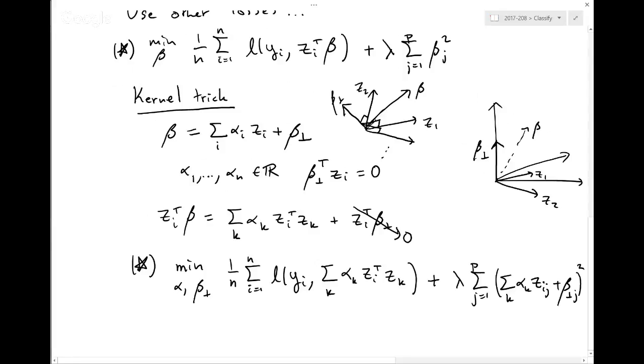So bear with me. There's a bit more math to come, but we'll get to a very nice spot at the end. I can convince you of that. Okay, so the first thing is that the beta perpendicular does not enter into this empirical risk part, right? It has no influence on the loss. It only has an influence on this.